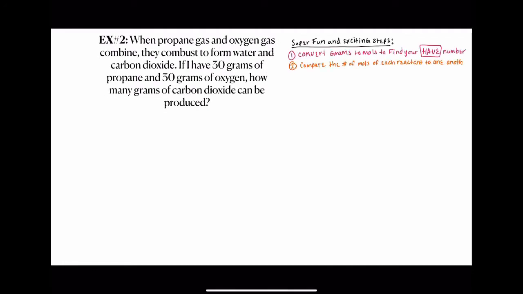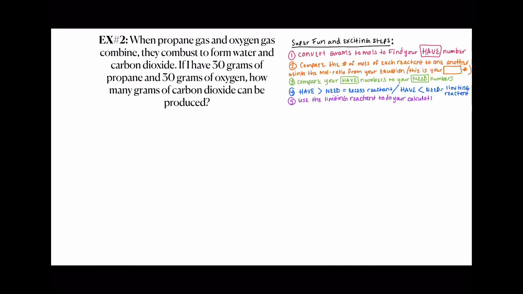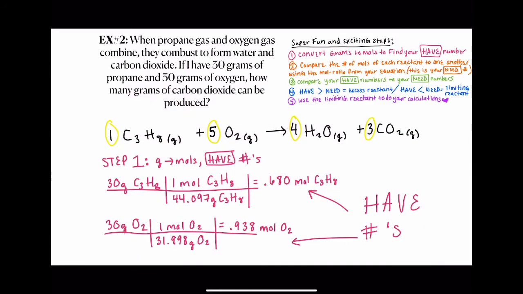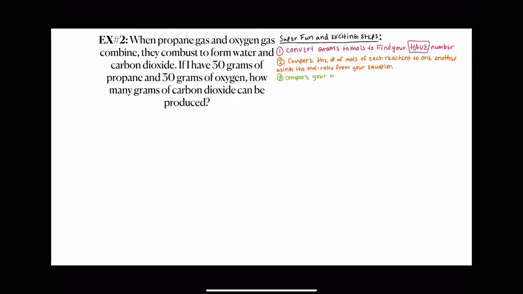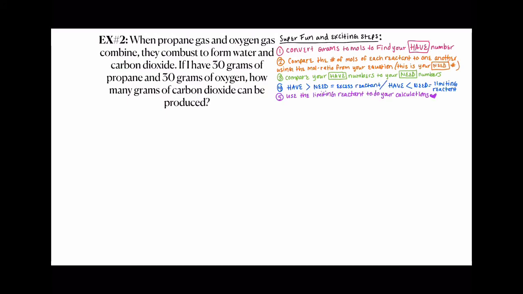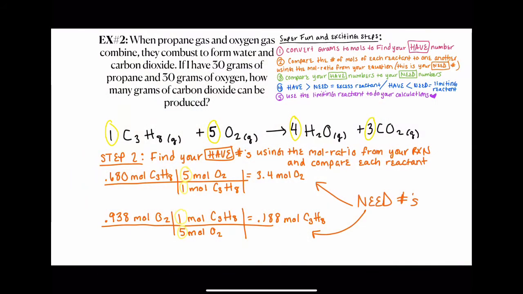All right, second example. When propane gas and oxygen gas combine, they combust to form water and carbon dioxide. If I have 30 grams of propane and 30 grams of oxygen, how many grams of carbon dioxide can be produced? Step 1, the easiest thing, is just to convert from grams to moles. This time I tried to mess with you a little bit. You can have the same number of grams of something, but it's not going to tell you whether or not you have the limiting reactant. To do that, you have to convert to moles.